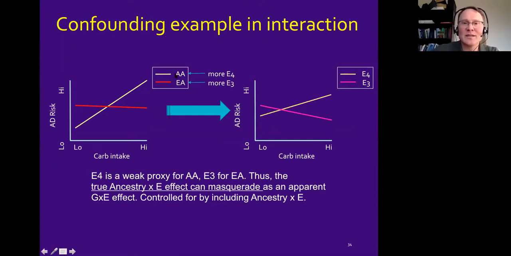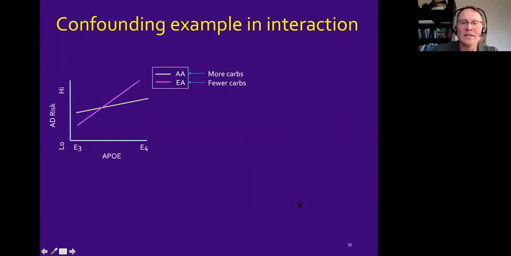The reason for this is that E4 is really a weak proxy for ancestry, and E3 is a weak proxy for being European. And therefore the true ancestry by E effect is masquerading as an ApoE gene by environment interaction. And that will only be controlled for if we include the ancestry by E interaction term in the model. And this is the same thing here.